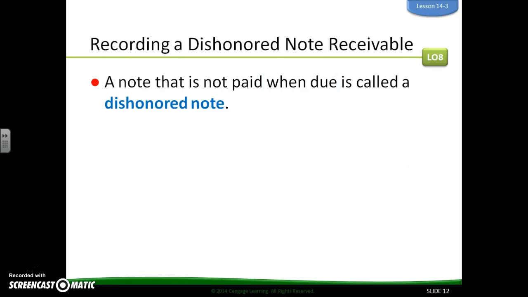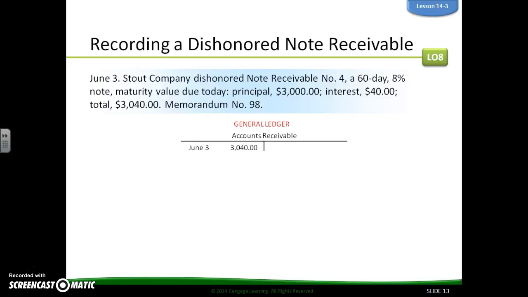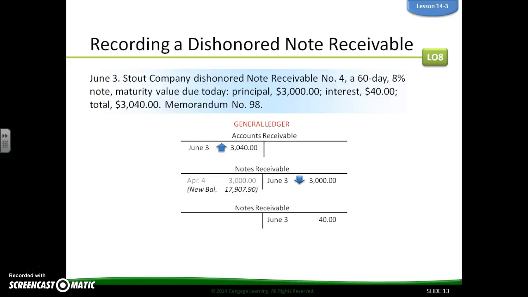All right, a note that is not paid when it's due is called dishonored. And you can see right here, Stout Company dishonored our note receivable number 4, which was a 60-day 8% at principal of $3,000, interest of $40. So in our general ledger, we're going to go ahead and debit accounts receivable. We're going to credit notes receivable. And we're also going to go ahead and credit for the interest.